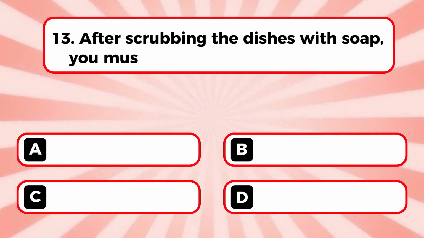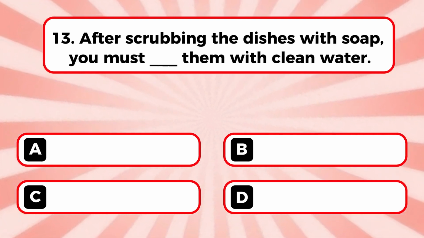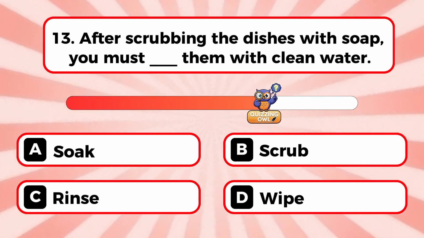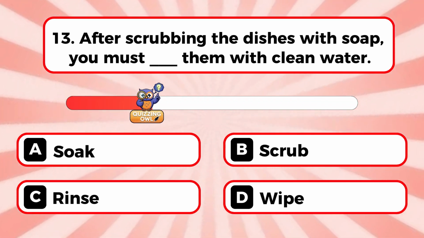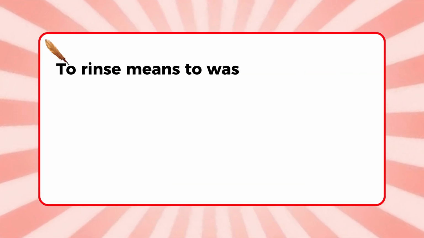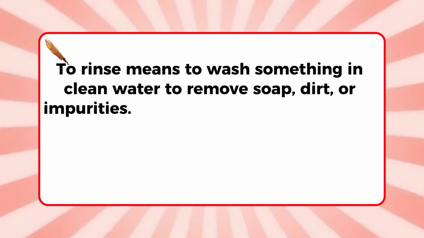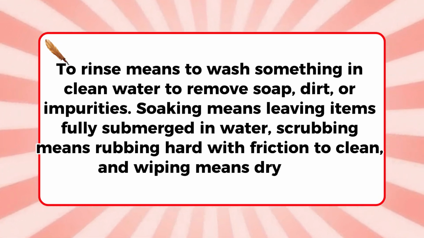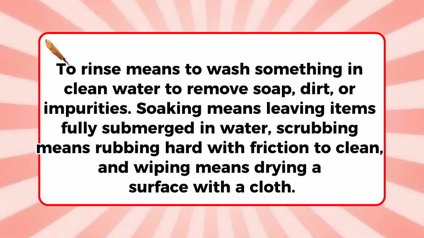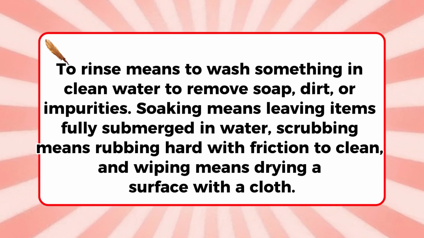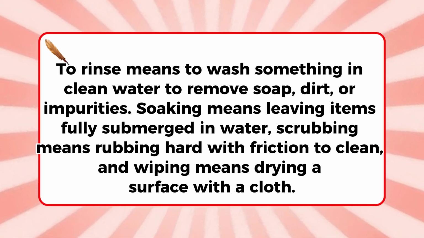13. After scrubbing the dishes with soap, you must rinse them with clean water. To rinse means to wash something in clean water to remove soap, dirt, or impurities. Soaking means leaving items fully submerged in water. Scrubbing means rubbing hard with friction to clean. And wiping means drying a surface with a cloth.